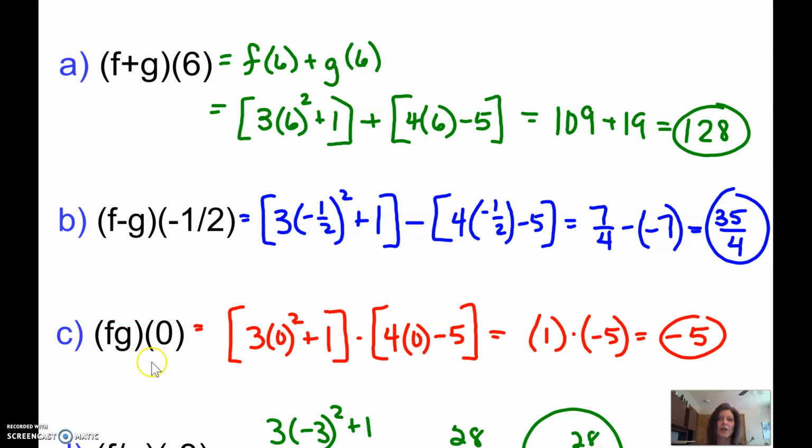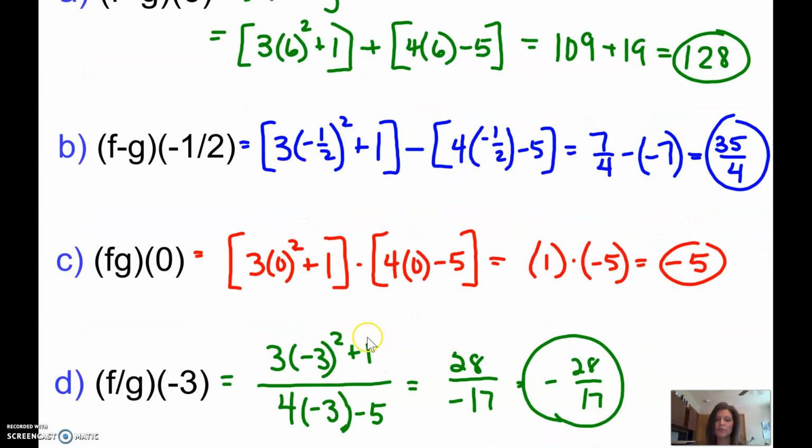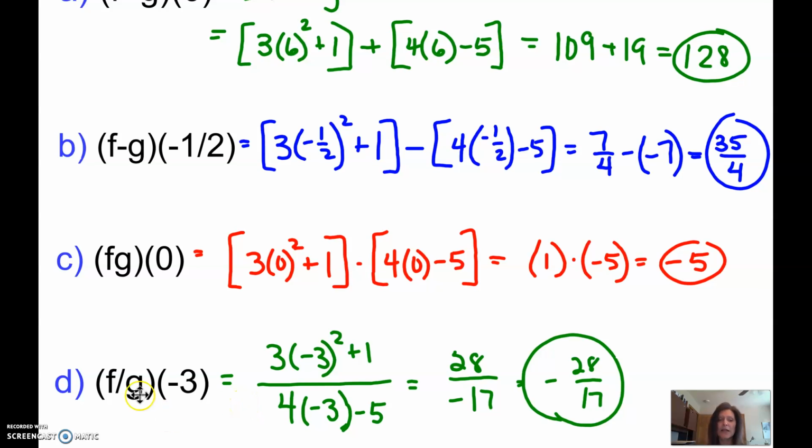If I have fg of 0, so it's just f times g, I'm going to plug 0 into both of those formulas, multiply the results, and get my final answer. And again, same thing for division. If you have f divided by g of a number, find f of negative 3 on top, g of negative 3 on the bottom, and then simplify your answer. That's really all there is to combining functions. We will talk about domain in another video.